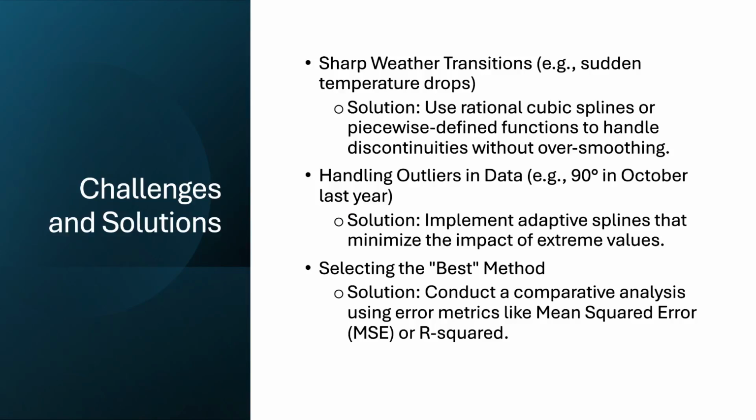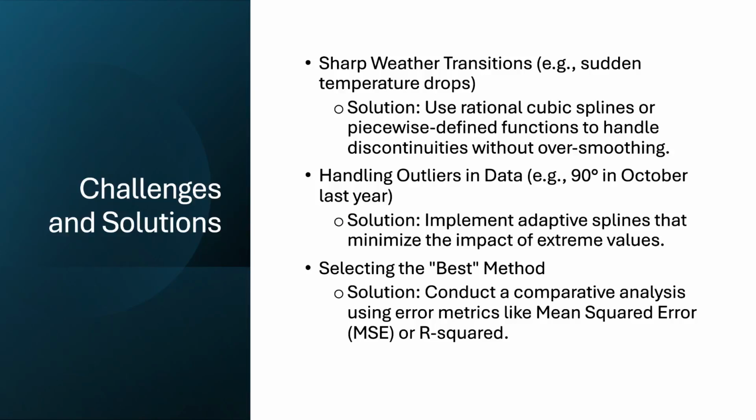Another challenge we face specifically with weather data is big outliers. As we know, weather isn't always the most predictable, and we've had some really hot days like a 90-degree day in October or really cold days in hot seasons. So how we dealt with that was using adaptive splines that minimize the impact of these extreme outliers.